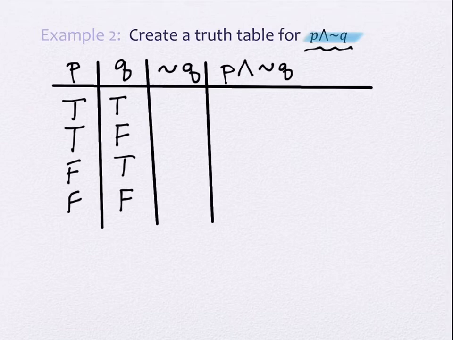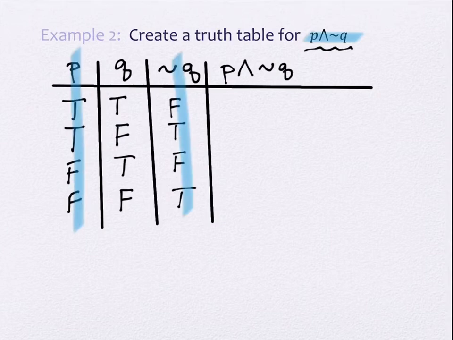So, tilde Q column. What will it look like top to bottom? Yeah, the opposite of Q, which would be false, true, false, true. Is everyone good with that? Excellent. So the next column needs to compare the P column with the tilde Q column. You can ignore the Q column, right? That's not really part of it. That's how we figured out tilde Q anyway, but it's not part of the final result.